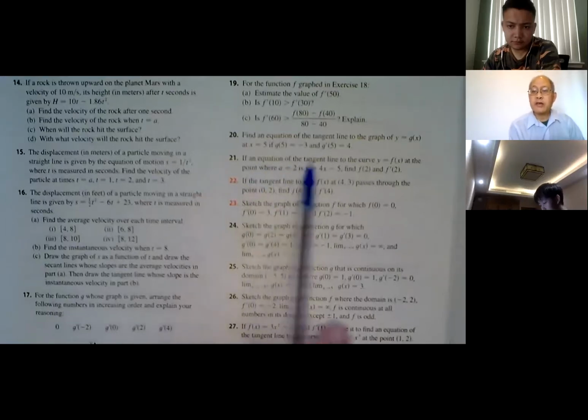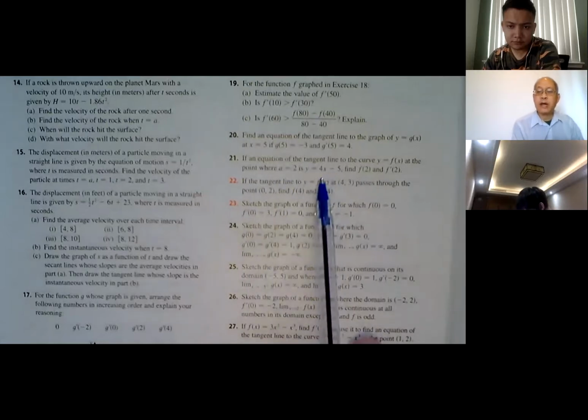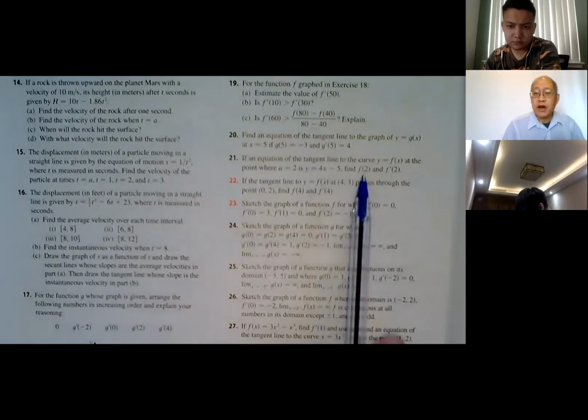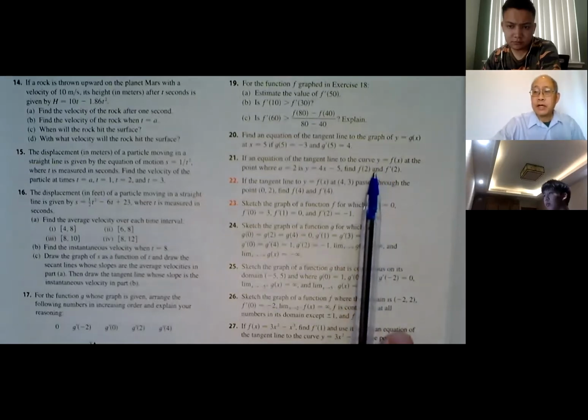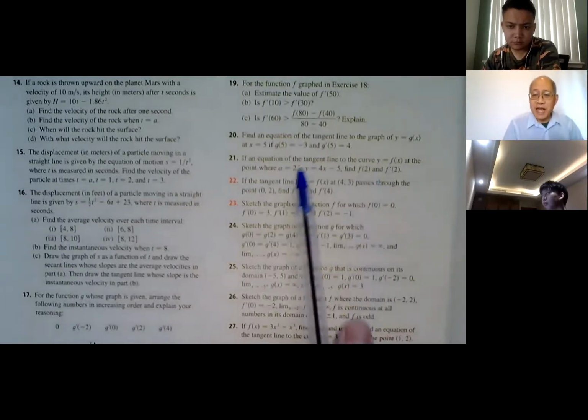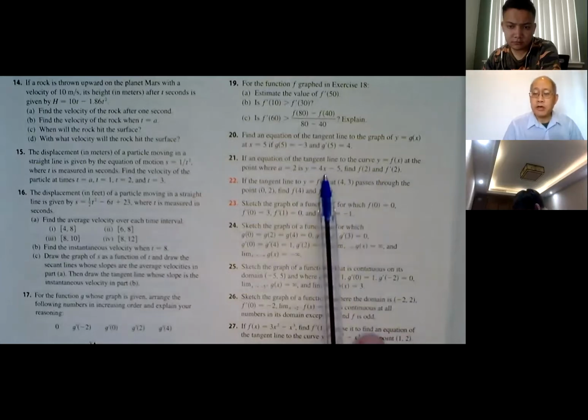Okay, if an equation of a tangent line to the curve y equals f of x at the point where a equals 2 is y equals 4x minus 5. That's the equation of the tangent line. Find f of 2 and f prime of 2. Now, they don't even tell you what the function is, but you know the function will match the tangent line at that point of tangency. So f of 2, just plug in 2 right over here. That's what, 3? 4 times 2 minus 5 is 3. So f of 2 is 3.